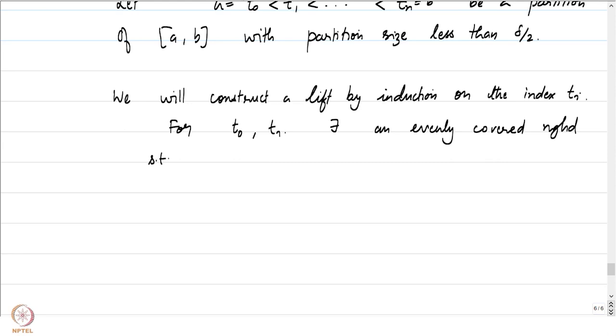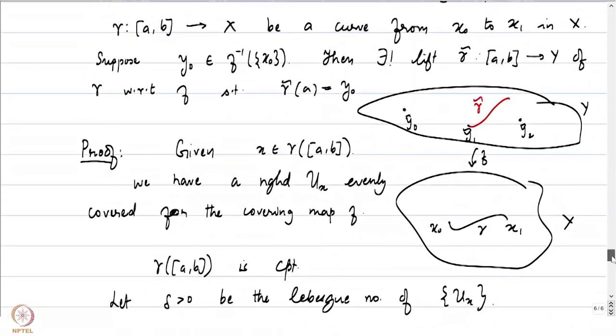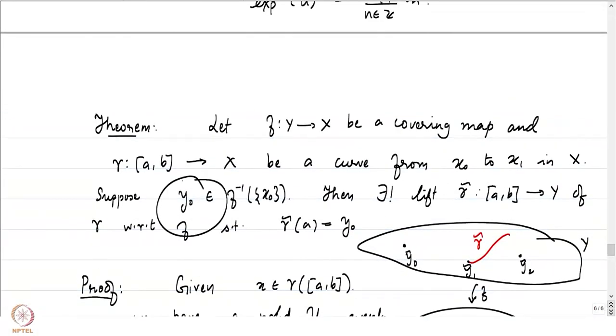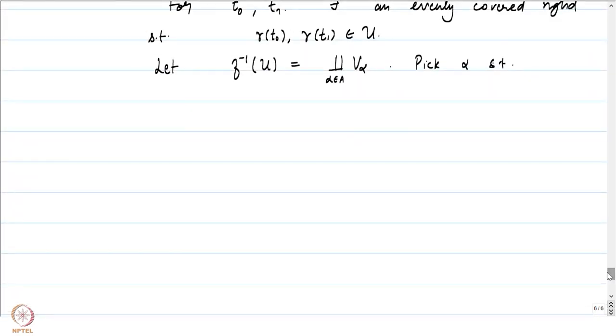Such that gamma of T0 and gamma of T1 belong to U, and let us pick a V. Let F inverse of U be some disjoint union of V_alpha, and pick alpha such that, what is the starting point that we are desiring? We want some y0, right? So, let V_alpha be the particular index where our point y0 is going to lie.